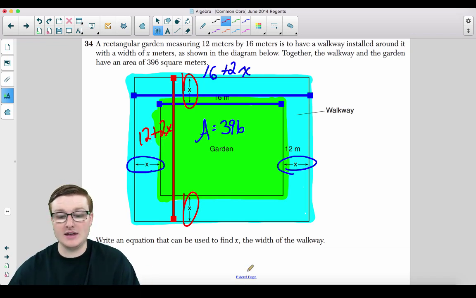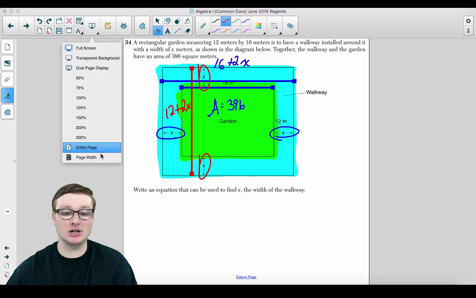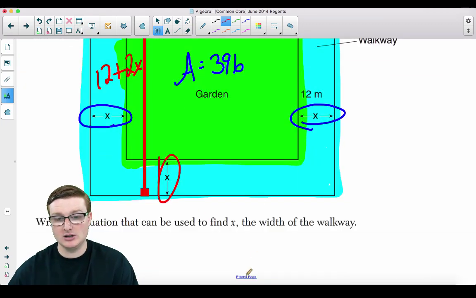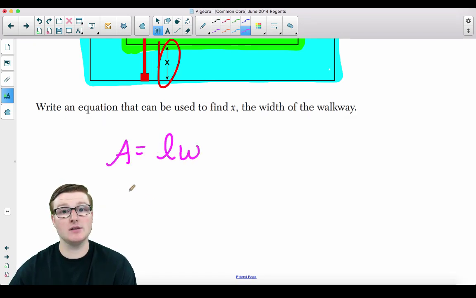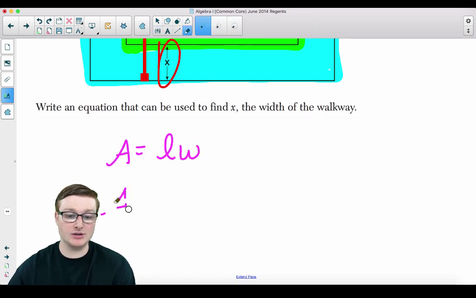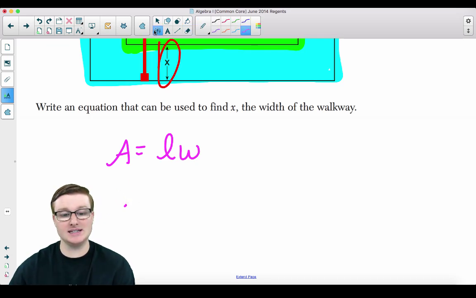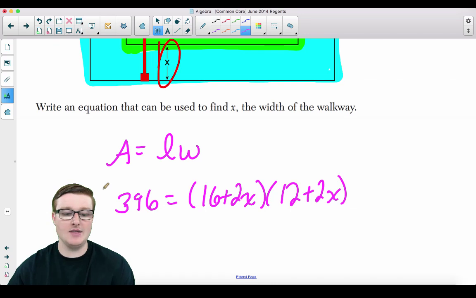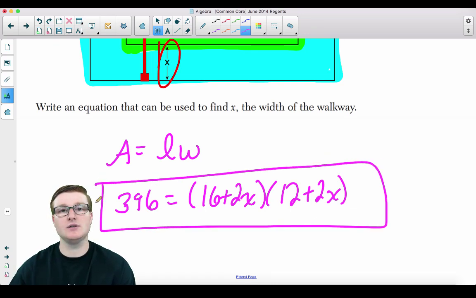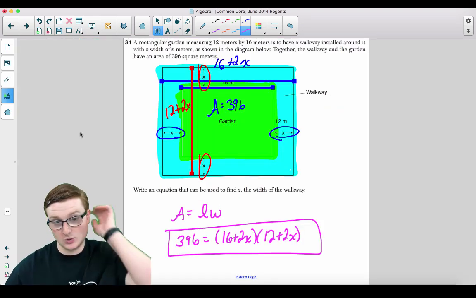Now the area can be expressed as, remember, length times width. So the area can be represented by length times width. The area, which is actually 396, so I'm going to replace this with 396, is equal to (16 plus 2x) times (12 plus 2x). And that, folks, is the equation that can be used to solve for x. And that is how you do the first part of this question.